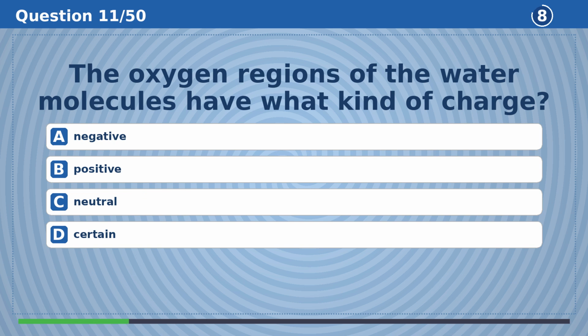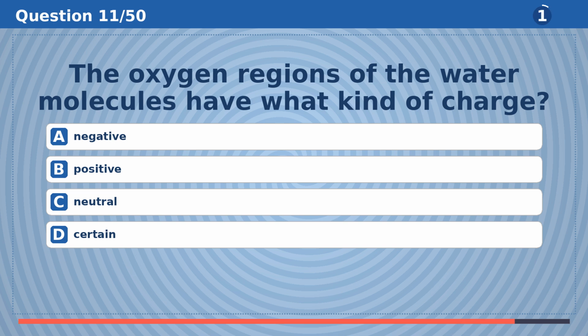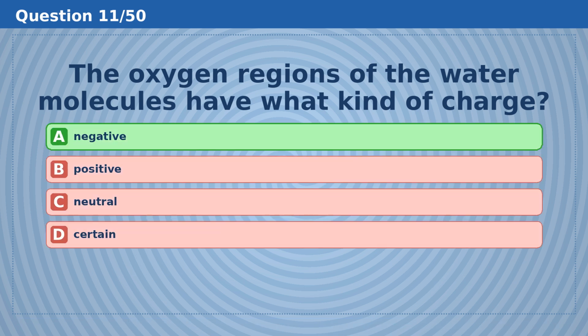The oxygen regions of the water molecules have what kind of charge? The answer is A, negative.